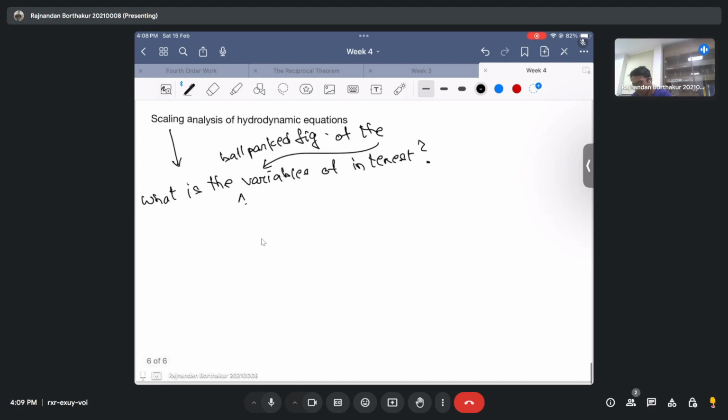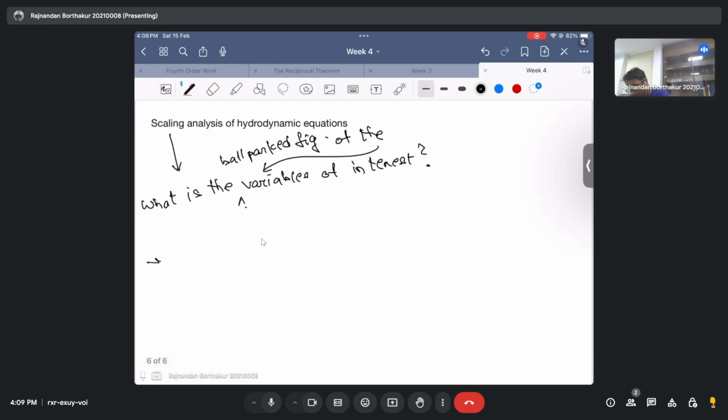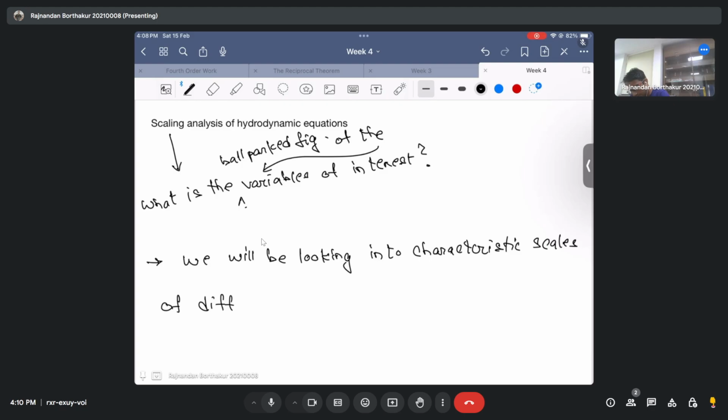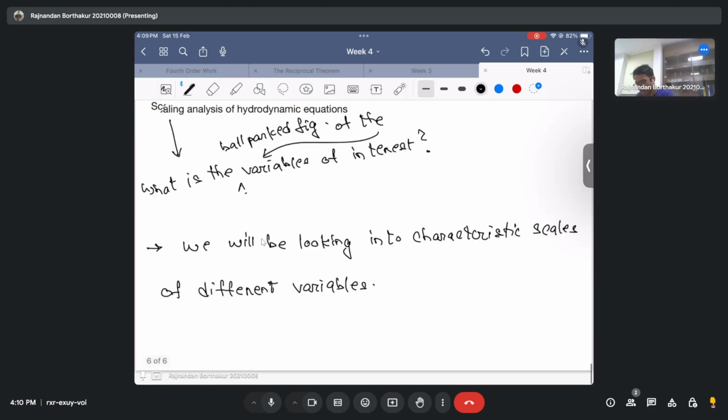So what I'm trying to say is we will be looking into characteristic scales of different variables. These variables include velocity, length, time, and the fundamental quantities that we most commonly see in the equations.